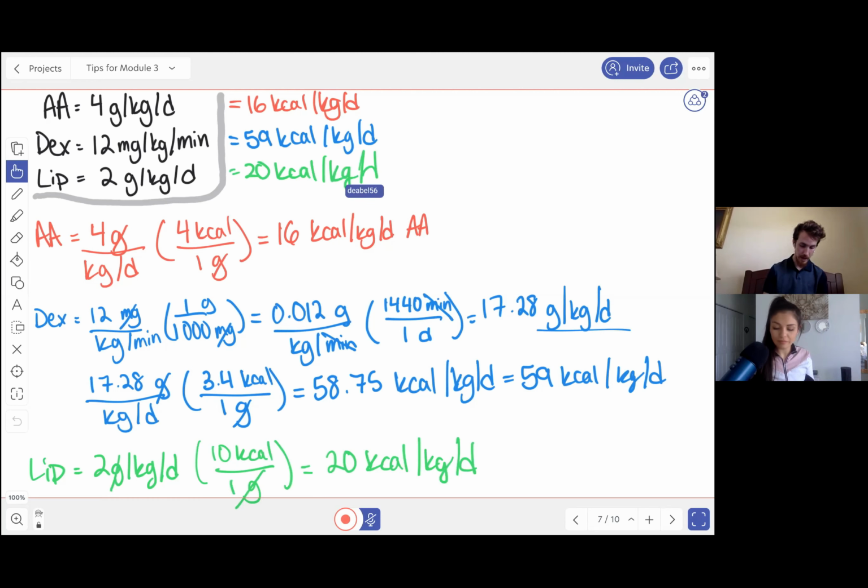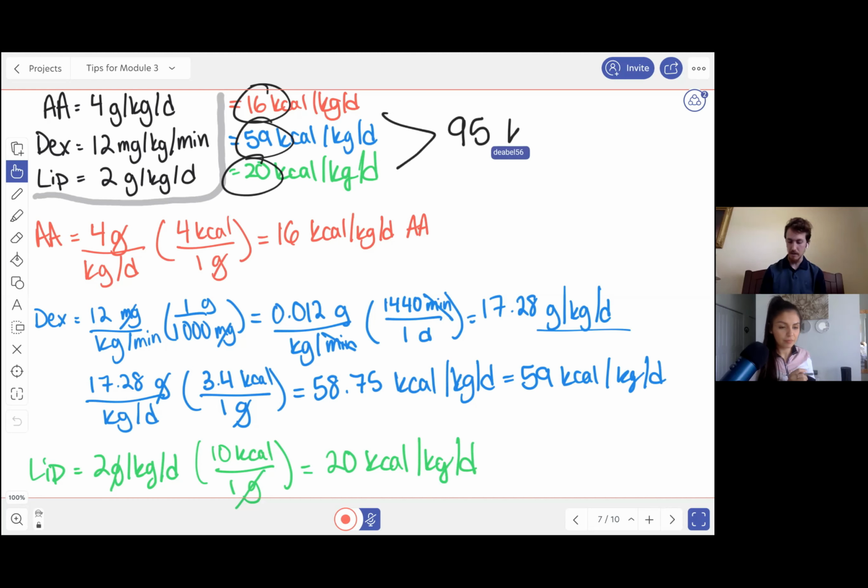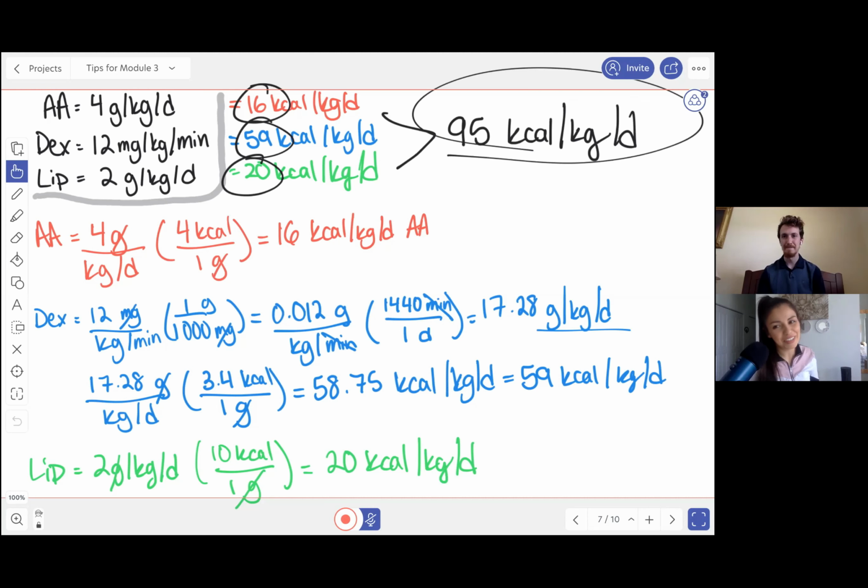Okay, so let's just go ahead and add these together. We have our 16 calories from the amino acids plus 59 calories of dextrose, and the 20 calories of lipids gives us about 95 calories per kilogram per day. Exactly 95.